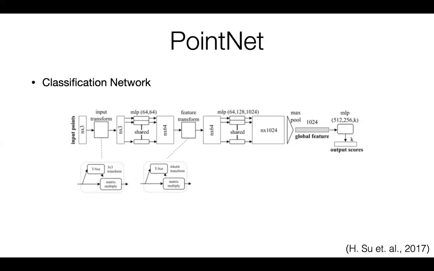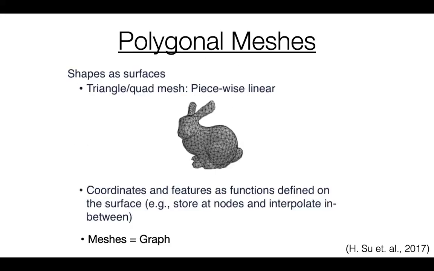Here is a block that guarantees the transformation invariance, and this is a block that guarantees the permutation invariance. And doing that, we have a very effective architecture for point clouds. And then you have polygonal meshes.